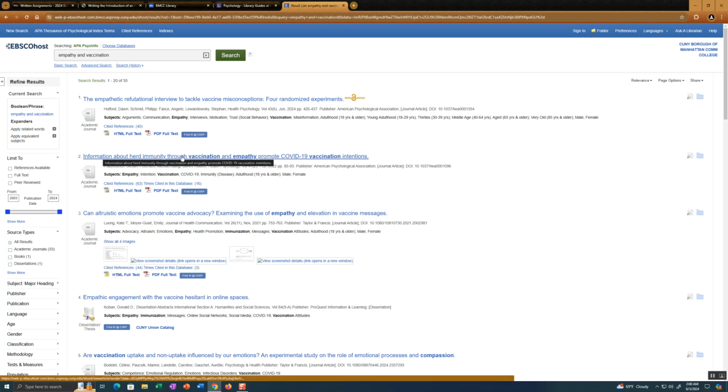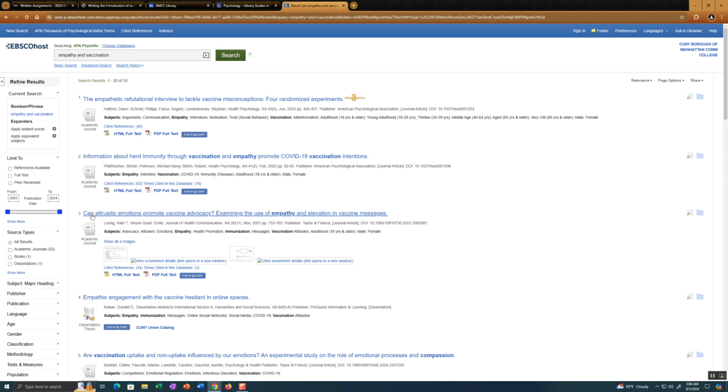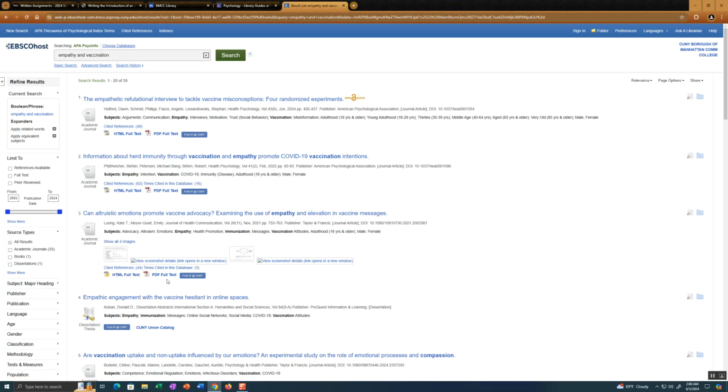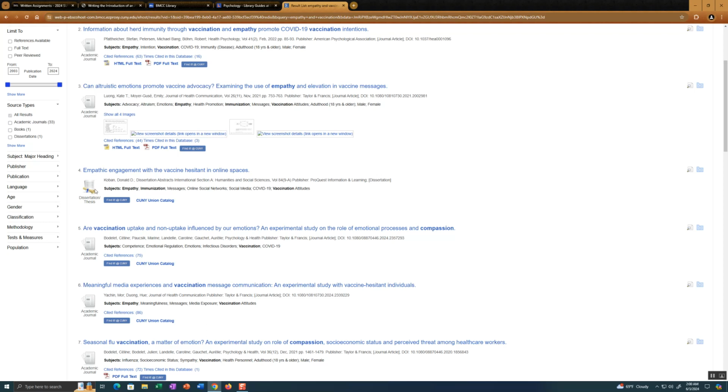So this is the same article we found in the last search here. Here's one about, can altruistic emotions promote vaccine advocacy? Anytime you see HTML full text or PDF full text, that means we have it. Here's one that doesn't have it. This is a dissertation. I would try to avoid dissertations. It'll say dissertation here. But here's one we don't have. You don't see it here.